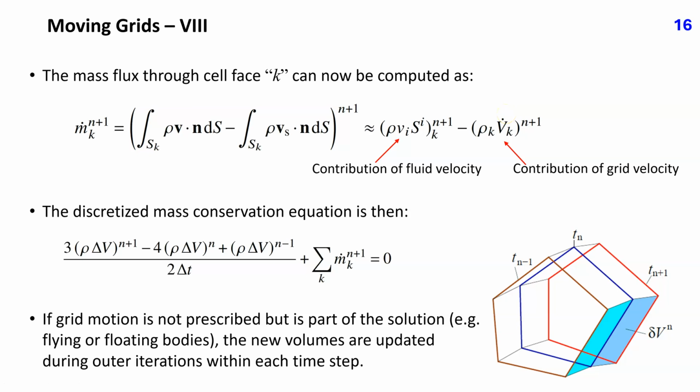The discretized mass conservation equation for one control volume is then given by this expression, containing an approximation of the time derivative using volumes and densities from 3 time levels and mass fluxes through control volume phases from the latest time level. If grid motion is not prescribed but is part of the solution, for example in the case of flying or floating bodies, the new volumes are updated during outer iterations within each time step. This will be further addressed in lecture 36.